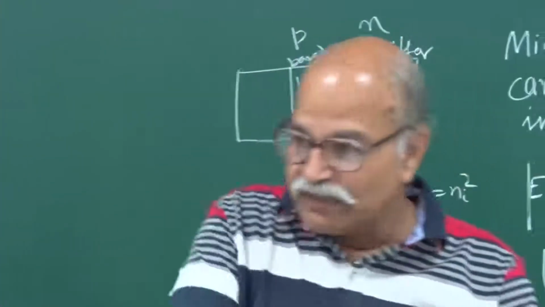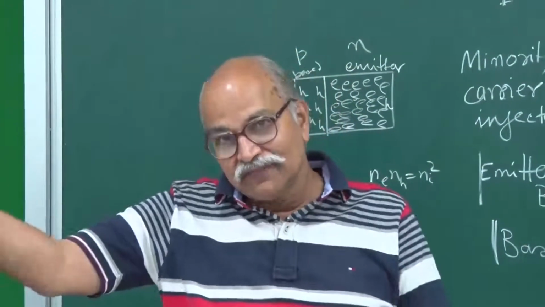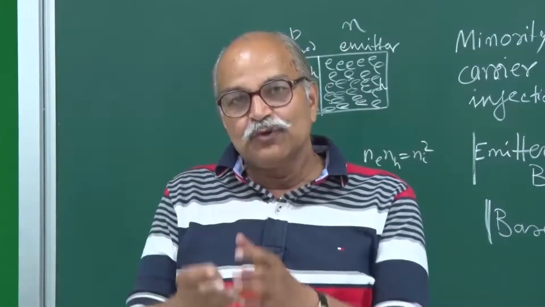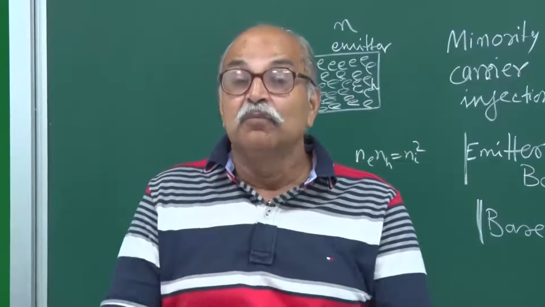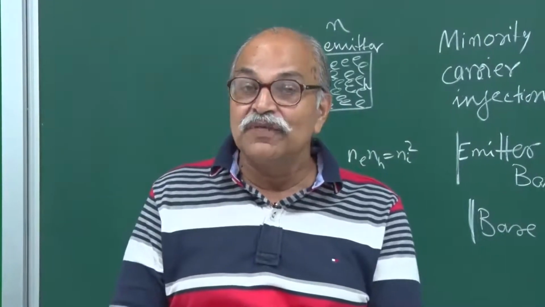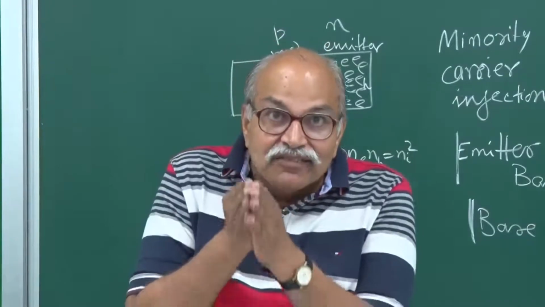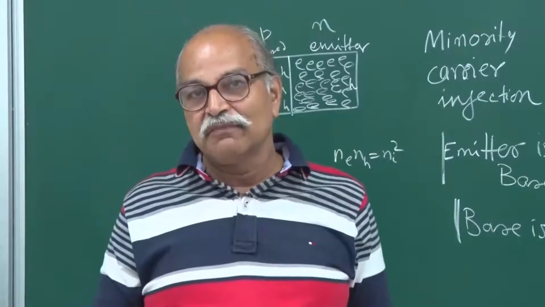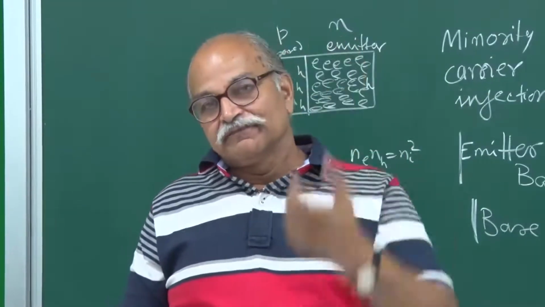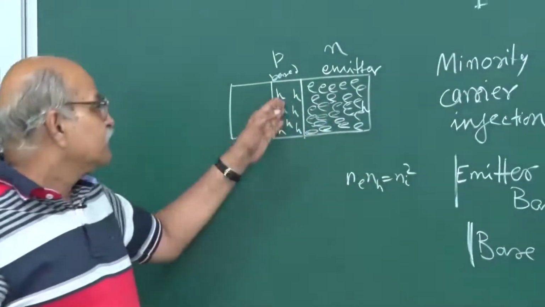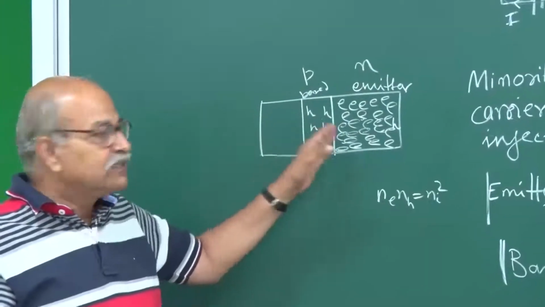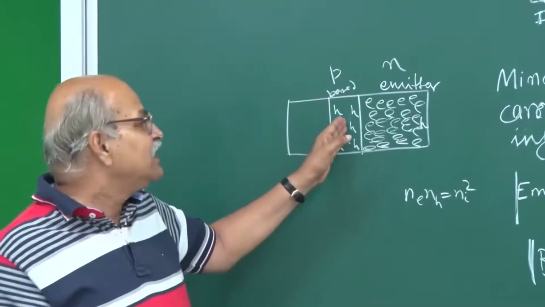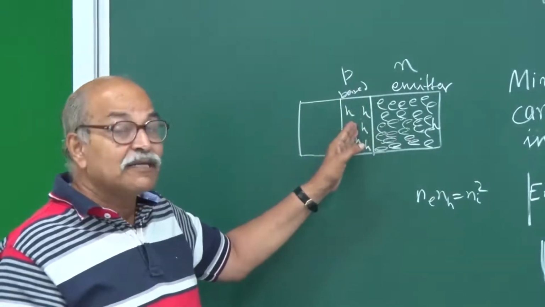They come and they move, and then they combine with those holes, but if you don't allow sufficient time, most of them will not recombine in that thin space. So that's why it is made so thin, of the order of micrometers, so that these injected electrons just cross through this base region almost without recombining, or a very small fraction of them will recombine.